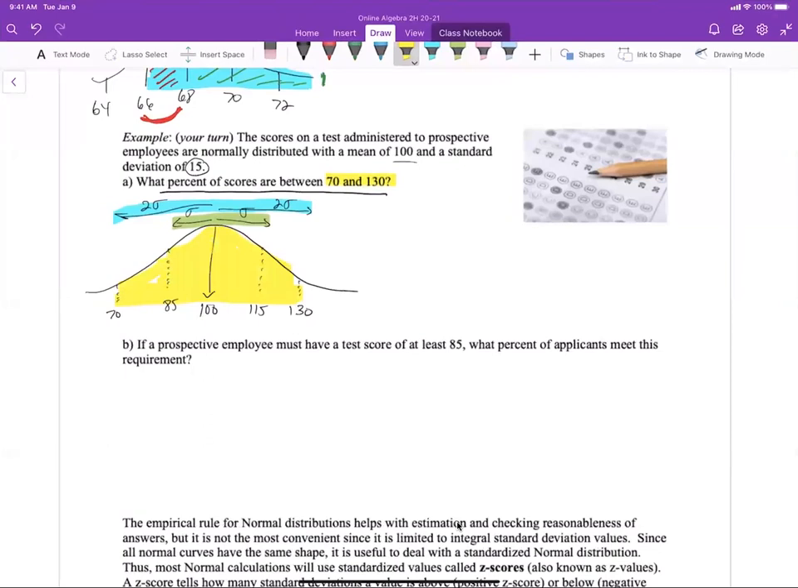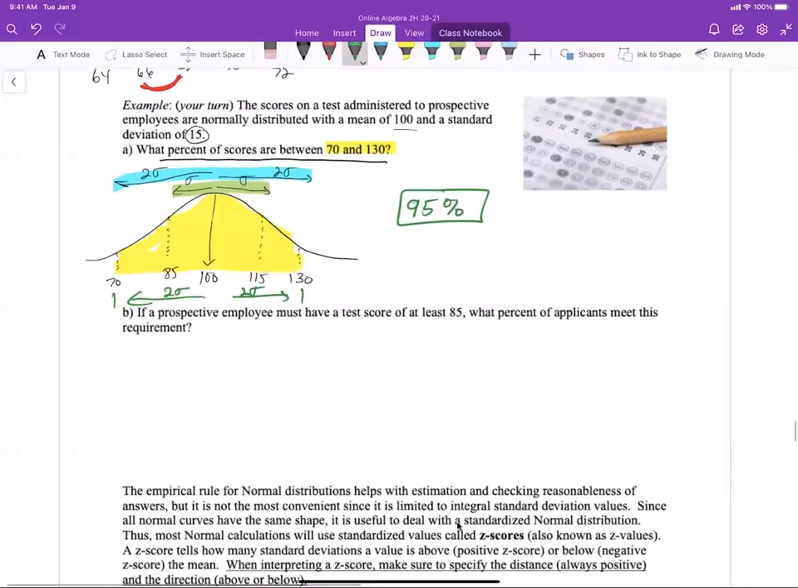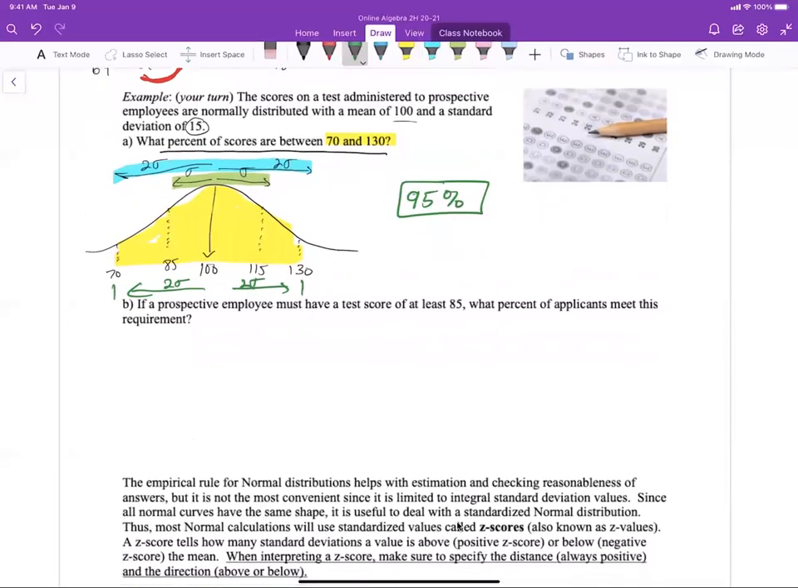Well, they are exactly at the distance of 2 sigma to the left and to the right, and based on our empirical rule, we know that 95% of the scores are between 70 and 130.